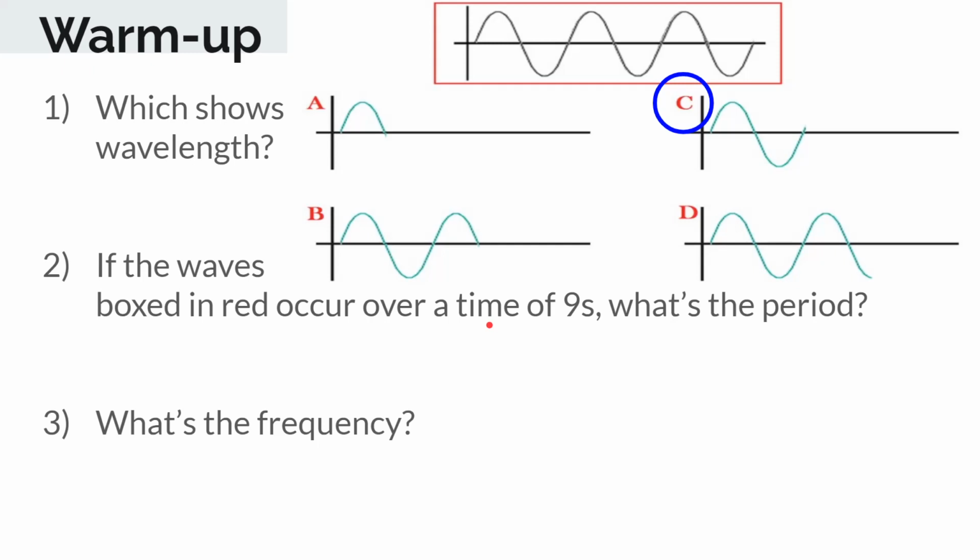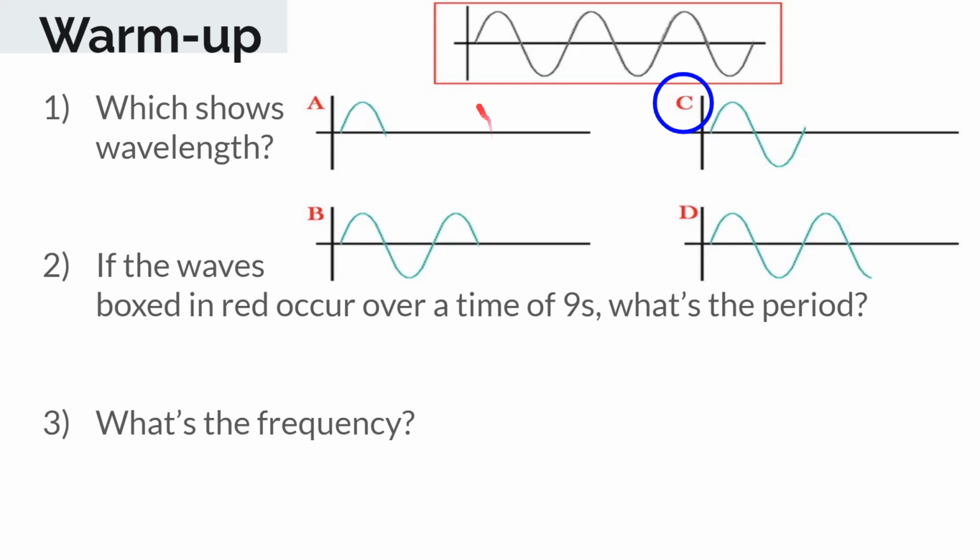Number 2 says, if the waves boxed in red occur over a time of 9 seconds, what's the period? Again, you need to remember what period is. Period is the time it takes for one wave. So it's not the time it takes for all of those waves in that box, but rather just one. I know there's more than one wave in that box, so I know the period's going to be less than 9, because each one's going to take some fraction of that 9 seconds.